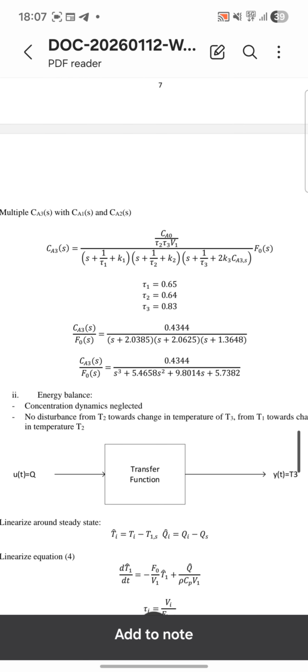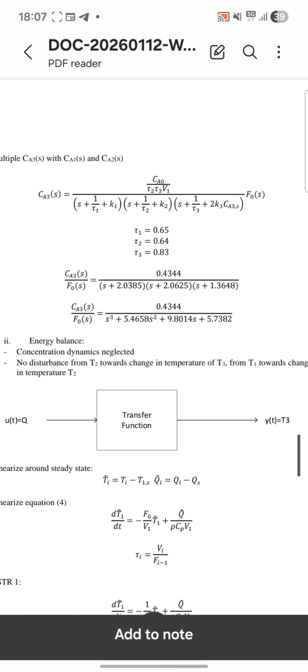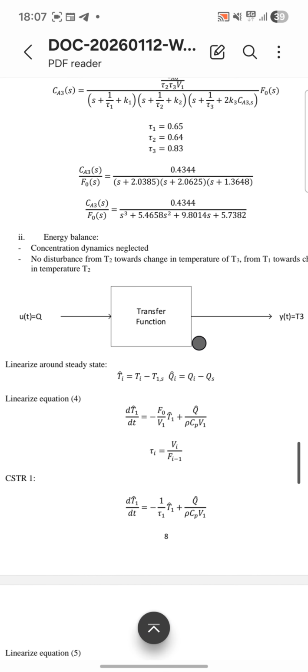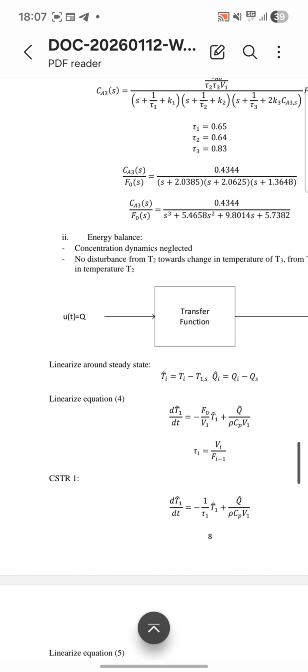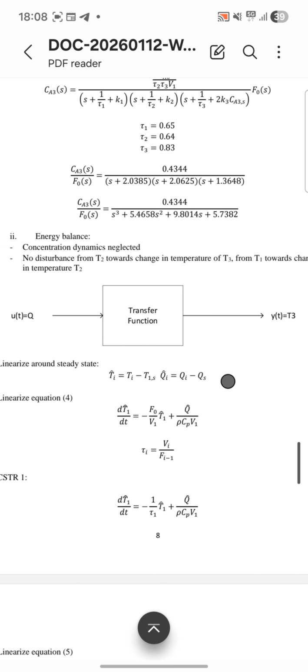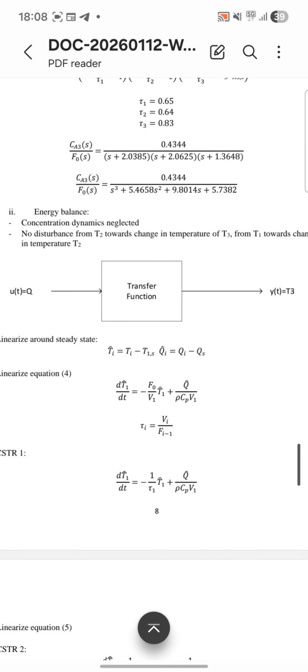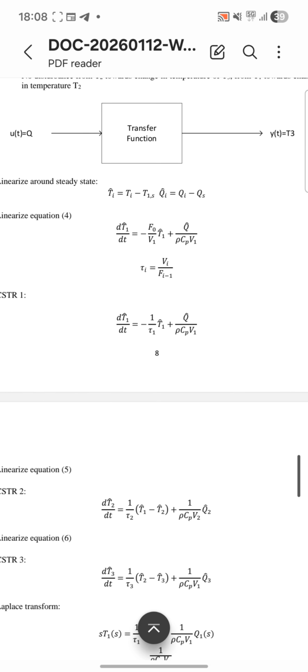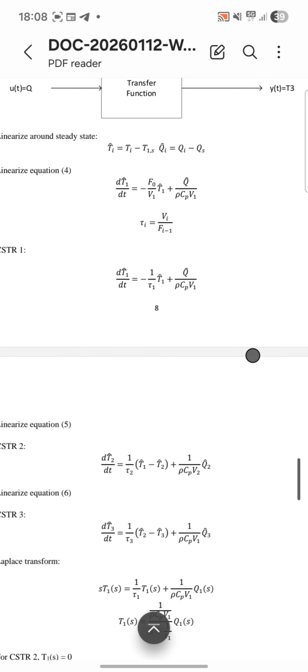After that, I go through the energy balance, where the inlet is Q and the outlet is T3. I linearize around the steady state, and I linearize equation 4, and I introduce the new tau for the energy balance, which is tau i equals Vi over Fi minus 1. Then I can find the final CSTR equation, dT1 over dt equals negative 1 over tau1 times T1 hat plus Q hat over rho Cp V1.